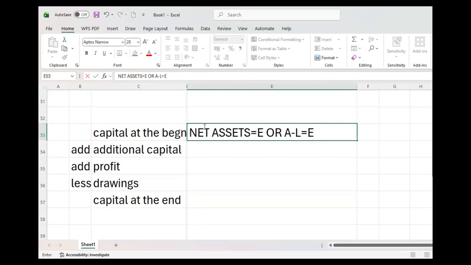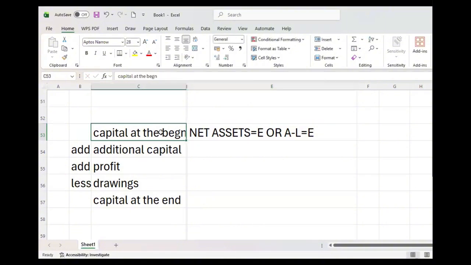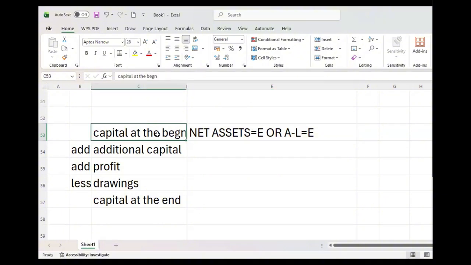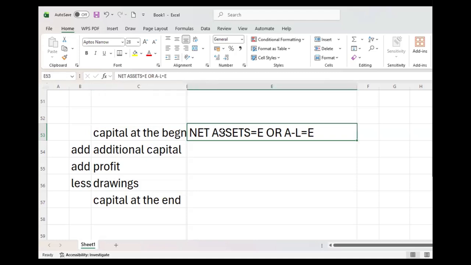Are we okay? So if you want to know capital, remember equity also is capital. So you can have capital at the beginning or owner's equity at the beginning. They are all the same thing. So with this formula, where we have net assets equals equity, it means if you want to find your capital at the beginning, you can find your net assets.